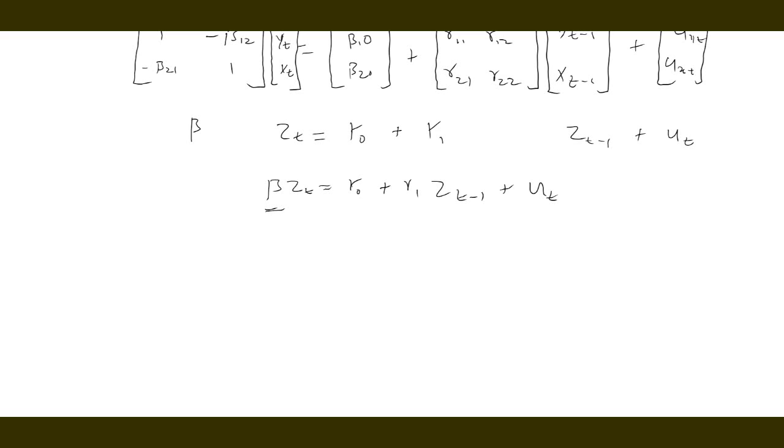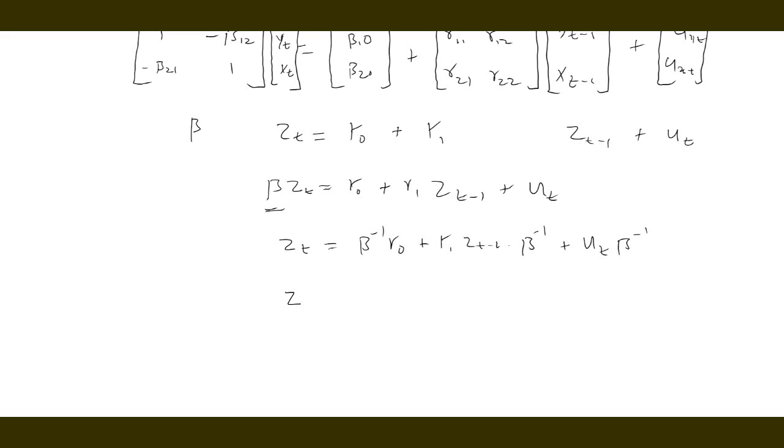So multiply both sides by the inverse matrix of beta, that is beta raised to the power minus 1. We will get zt equals beta minus 1 gamma naught plus gamma 1 zt minus 1 multiplied by beta minus 1 plus ut, again multiplied by beta minus 1. So we have to rename these variables once again.